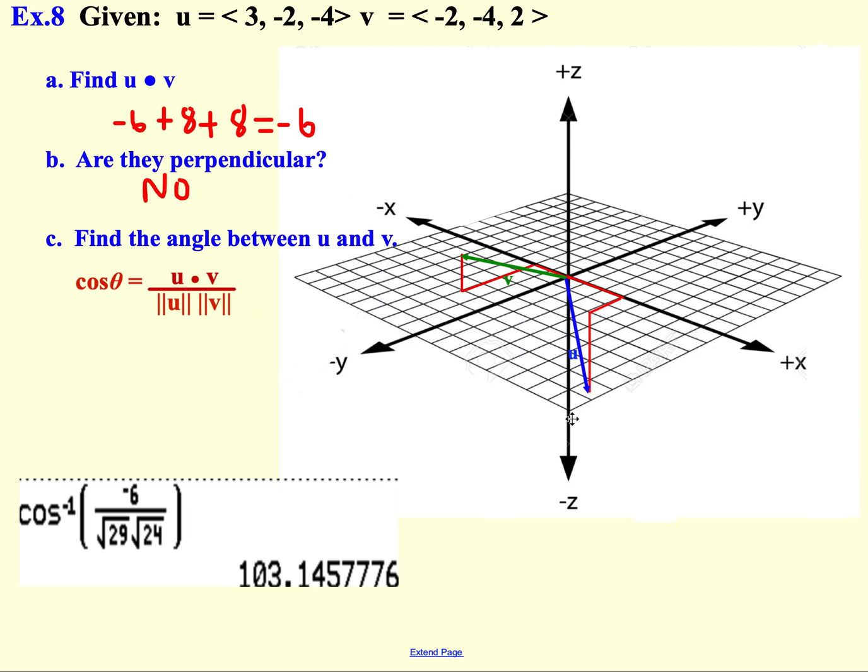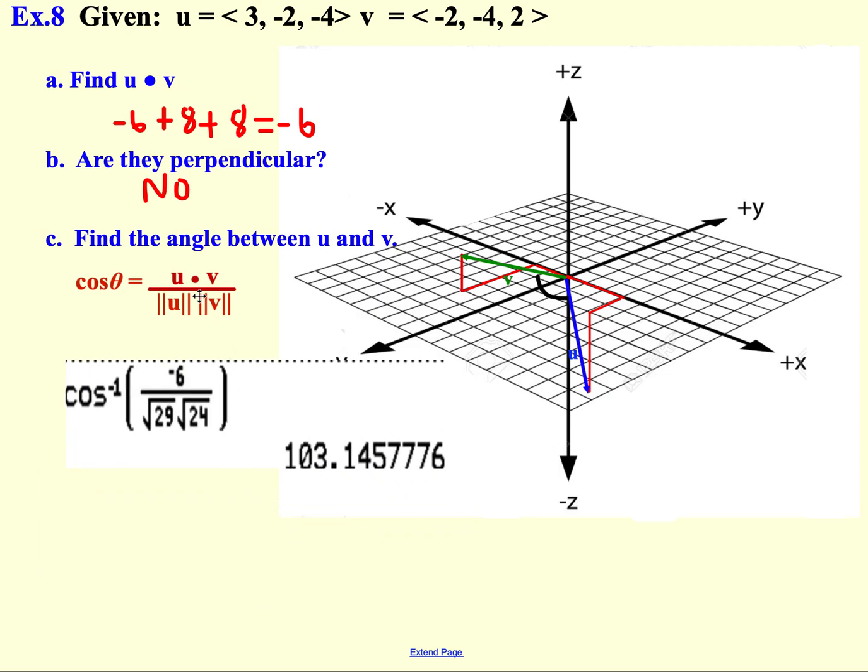Now as I look at it, the angle between, I'll try to sketch that for you guys quick here. Talking about what's the angle between the vectors right here. I feel like even though it's 3D, that's probably bigger than 90, I should say. And when I go do the calculation, here's the work. So dot product, negative 6, magnitude of u, magnitude of v, inverse cosine of all that, and I'm getting 103. And 103 would be the angle between these two vectors.